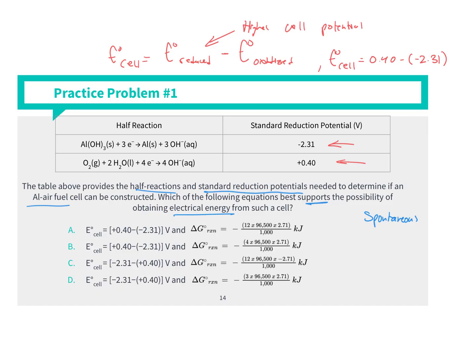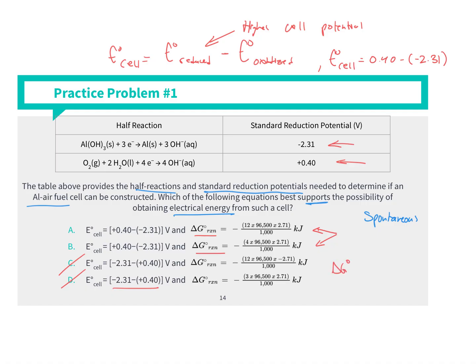So if we look at our answer choices here, C and D immediately do not work, right? Because we have the negative being subtracted by the positive, and that is not how this works. So our answer here should be one of those. Now, we've confirmed these first two reactions, which is the electric potential of the cell. Next, we need to look at delta G and see which one of these equations makes the most sense.